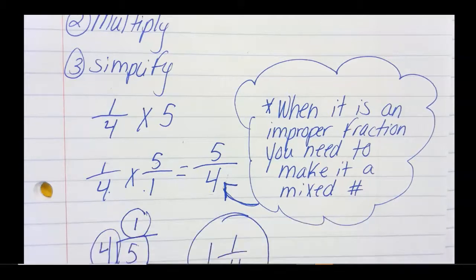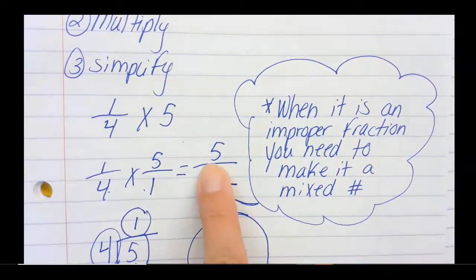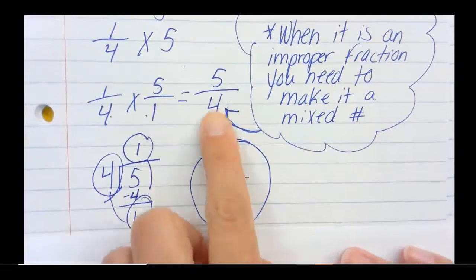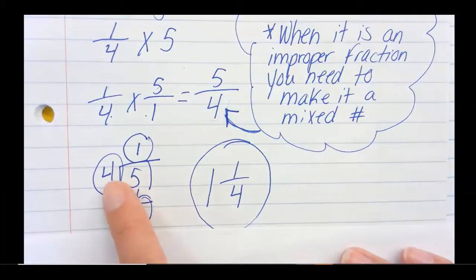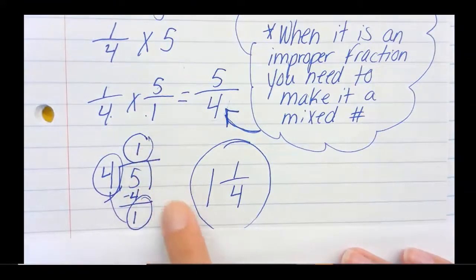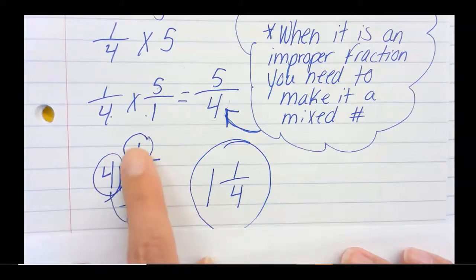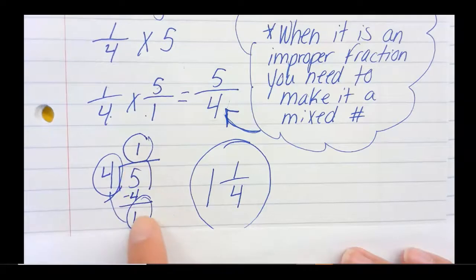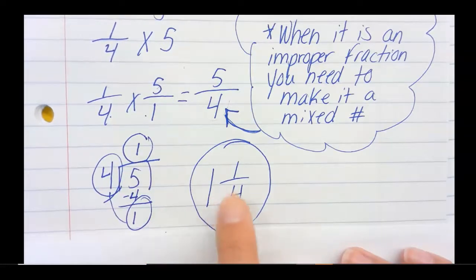Okay, you remember yesterday we did, remember this sign basically means divide. So 5 divided by 4. In order to make an improper fraction a mixed number, we do 5 divided by 4, and then we do something called around the clock. So 5 divided by 4 would be 1 and 1/4. 1 and 1/4.